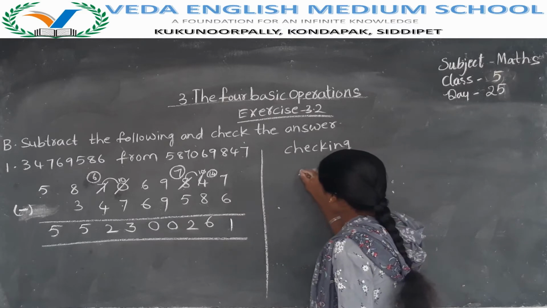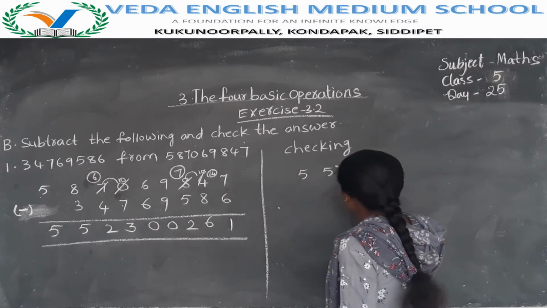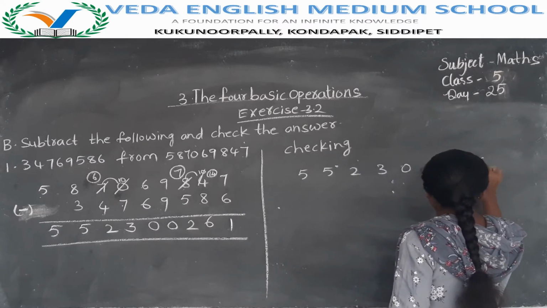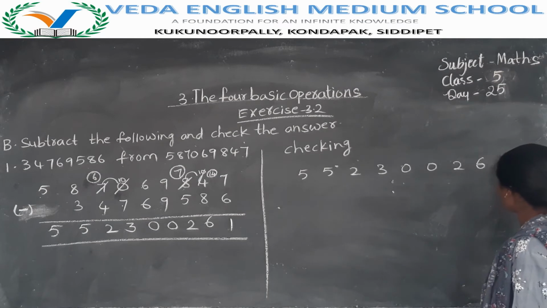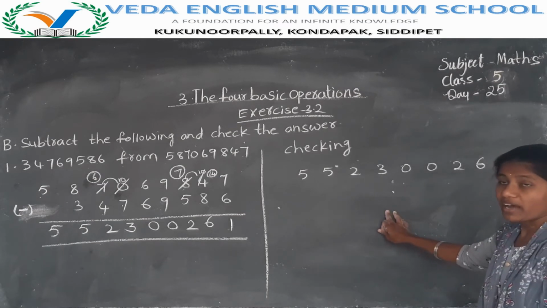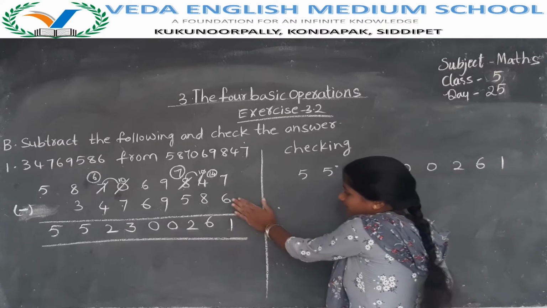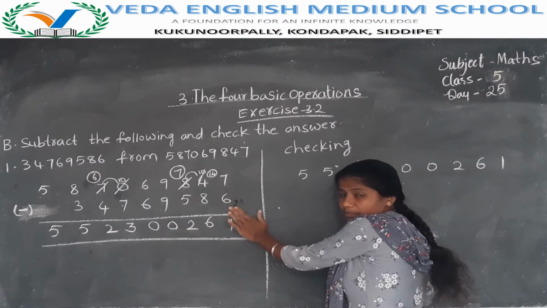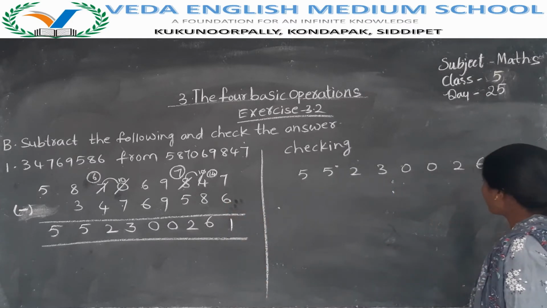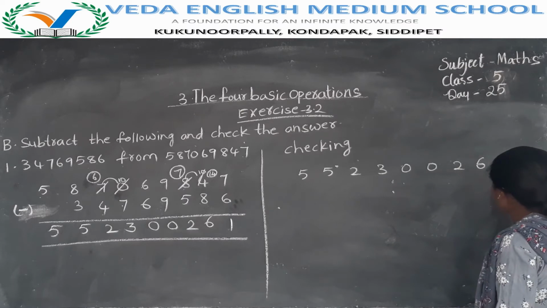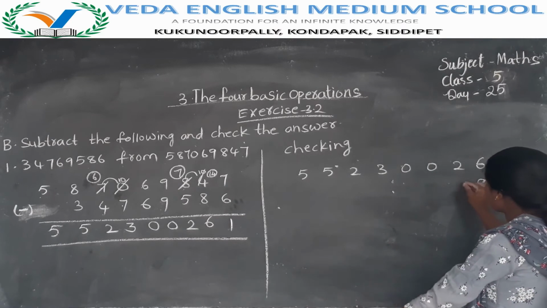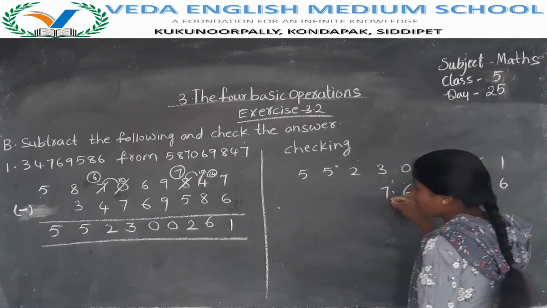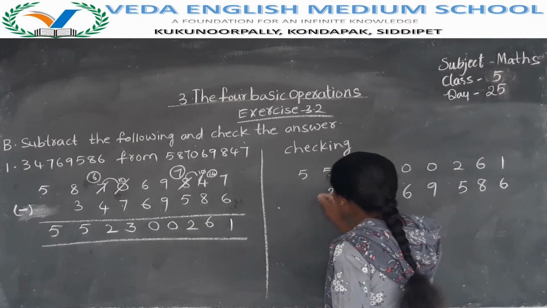Answer is 5 5 2 3 0 0 2 6 1. Sorry. Now answer has completed. After the completion of answer, it is subtrahend. Subtract చేసిన నెంబర్ ఏమంటారు? Subtrahend. Subtrahend you have to write. From where you have to write? From right side to left side, like that only. 6 8 5 9 6 7 4 3.